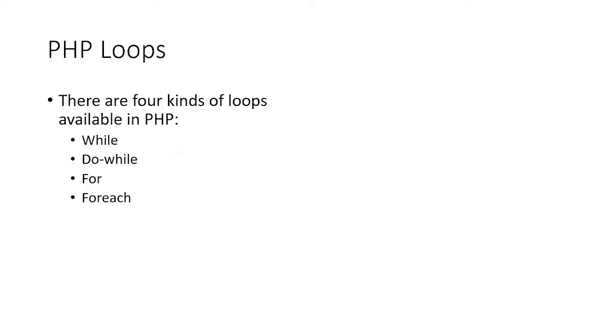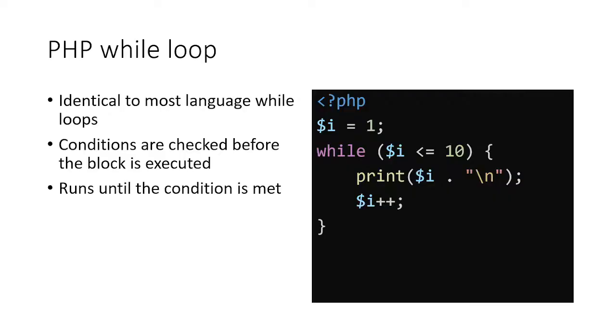So there are four kinds of loops available in PHP. We have while loop, do while loop, for loop, and for each loop. And you might be thinking, okay, that's a little bit way too much loop. Maybe one extra loop, but don't worry, we will continue to it. Okay, so PHP while loop.